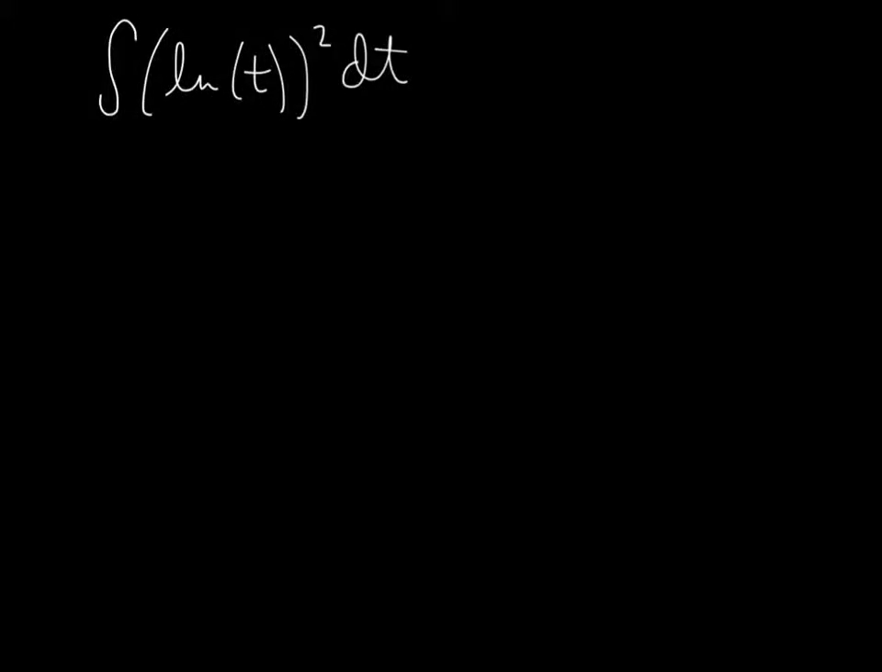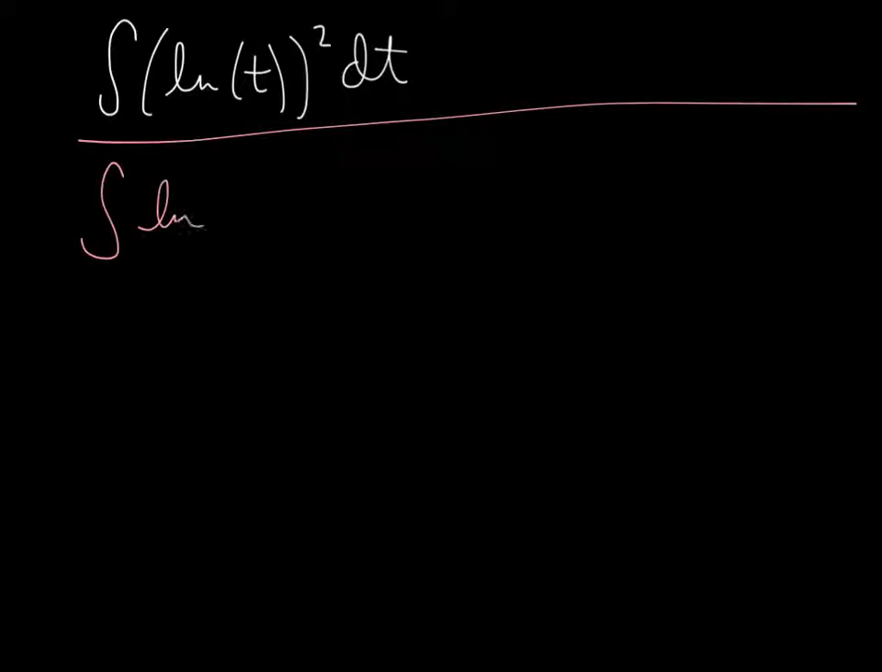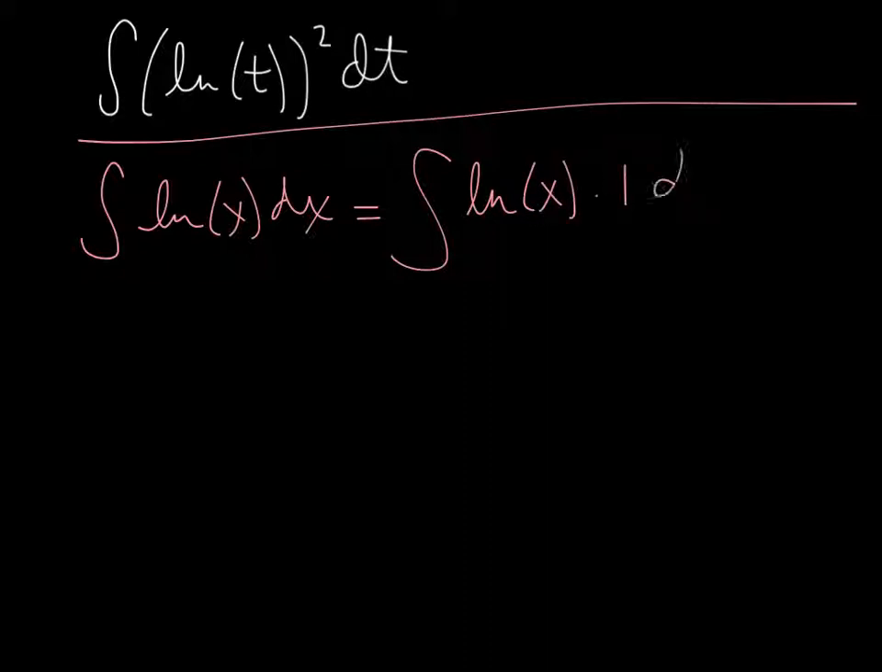Alright, so I want to find this integral, and I can see that because this is being multiplied, this is going to be integration by parts, and there's actually a rule that we need before we can do this. If I just look flat out at ln of x dx, I could write this as ln of x times 1 dx. And then I can use my integration by parts.